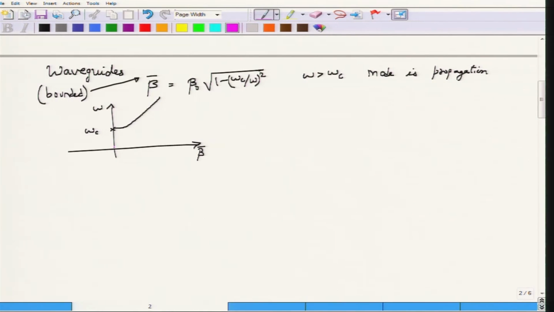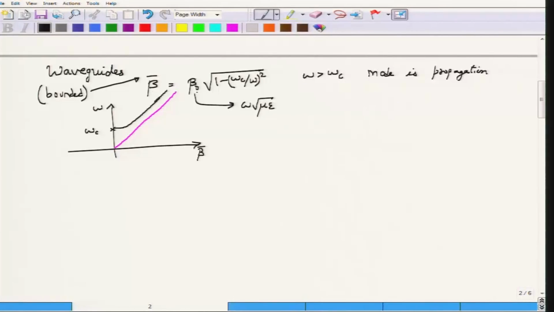So, for very large frequency, this particular beta versus omega curve will approximate the beta equal to beta 0 curve. In other words, the propagation constant becomes nearly the same as that of the free space propagation constant beta 0, which again is given by omega into square root of mu epsilon, where mu and epsilon are the constituent parameters of the medium that is used to form the waveguide.